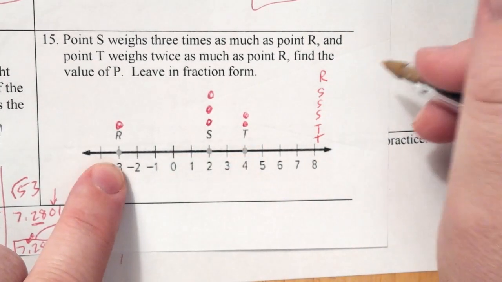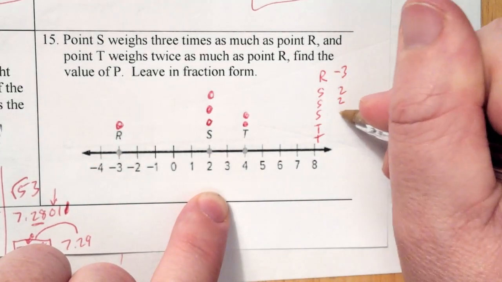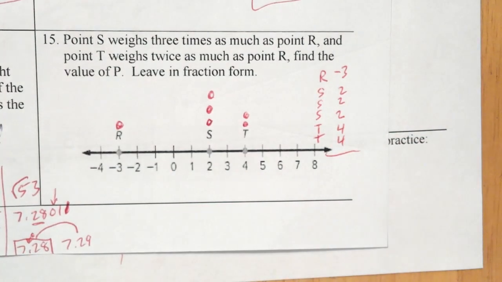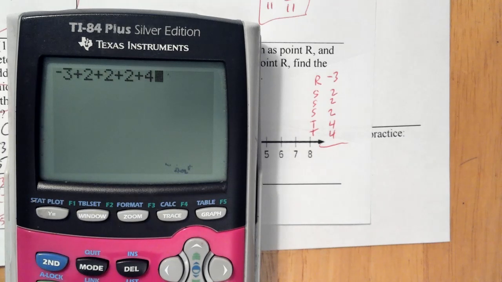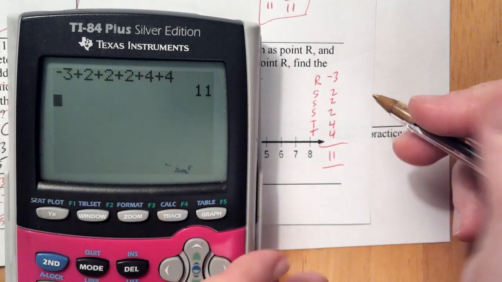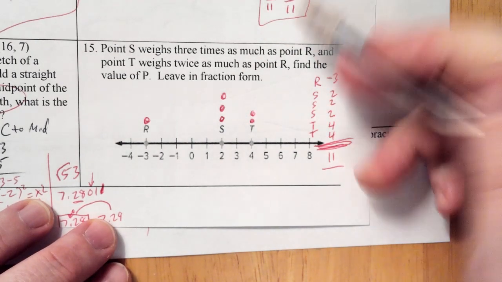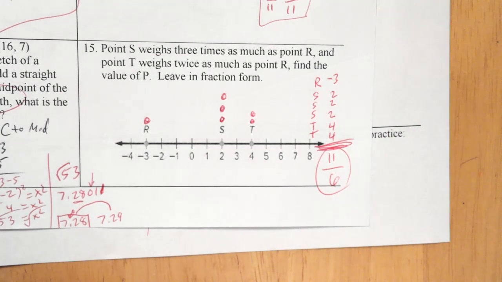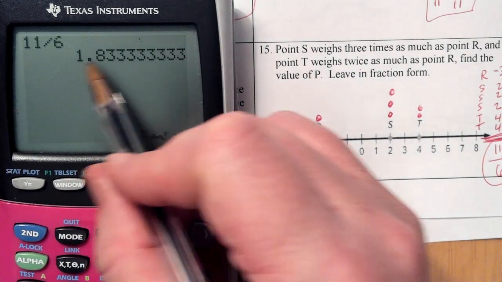All right, where are those located? R is at negative 3, S is at 2, 2, 2, and T is at 4, 4. All you have to do is add those together and then divide by how many total. So negative 3 plus 2, 2, and 2 plus 4, 4. We got 11 divided by, and how many total were there? 1, 2, 3, 4, 5, 6. The answer was 11 over 6. And if you put that in the calculator, 11 divided by 6, we got 1.8.